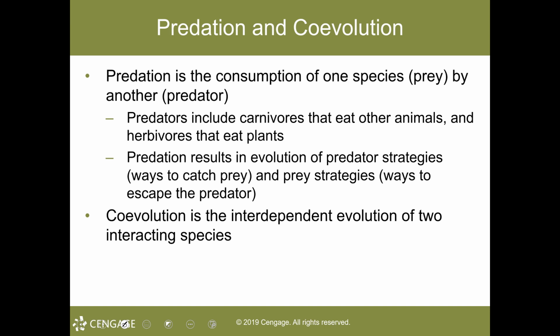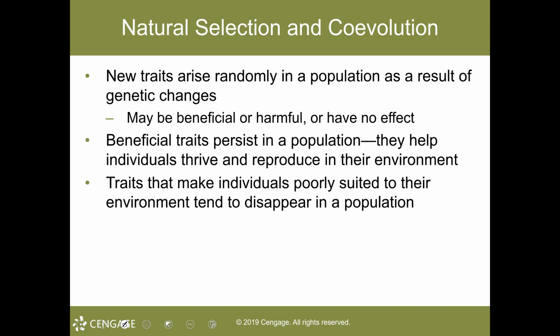So this, class, means that interdependent evolution of two interacting species is known as coevolution, each of which, class, is evolving together. As a result, new traits arise randomly in a population as a result of genetic changes. They may be beneficial. They could be harmful. And then again, class, it may very well be no effect.